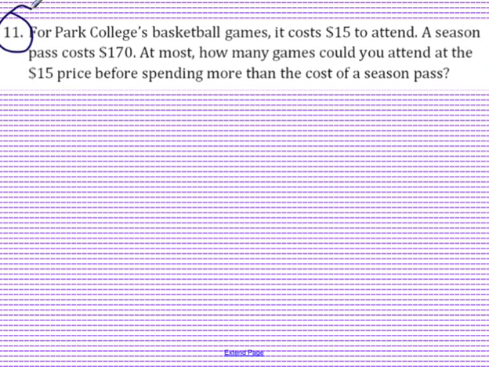Now here's the deal. In number 11, you're going to get a decimal. So think about it. Can you go to half of a game and still only pay for half of the game? Probably not. So for this problem, whatever you get, you're going to have to round down.